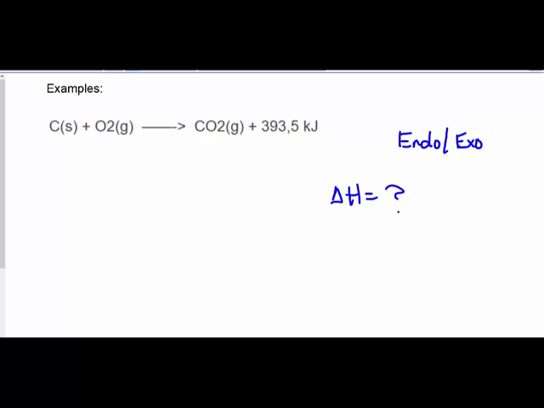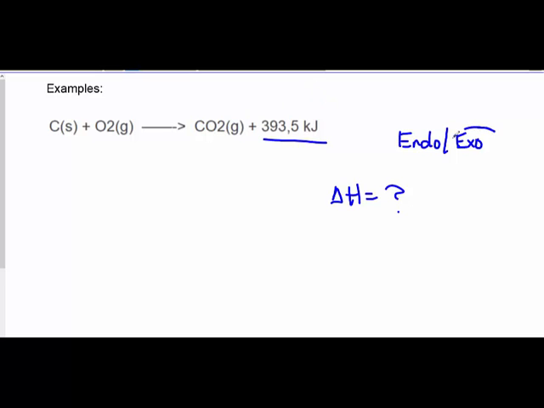So here's an example. We've got a reaction equation. Carbon plus oxygen gas gives us carbon dioxide plus 3,935 kilojoules. So let's answer all the questions for this. First of all, is it endo or exo? We can go back to our earlier lessons and remember that where we have heat on the product side, that means that heat is exiting the system. Therefore, this is an exothermic reaction.